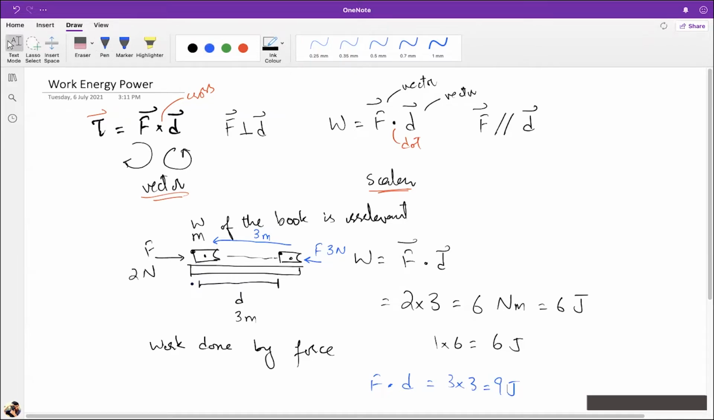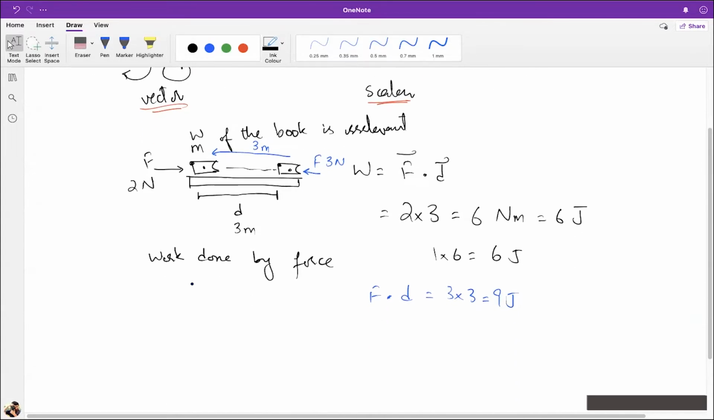On the left side journey, or the blue one, there is some work done, 9 joules. On the right side journey, there is some work done, that is 6 joules. But overall, the book has come back to where it started from. If you look at it overall, the displacement is 0, which means overall work done is 0, because any force times 0 is 0. So if something comes back to its original position, the work done is 0 because there is no displacement. That is one way of looking at it.